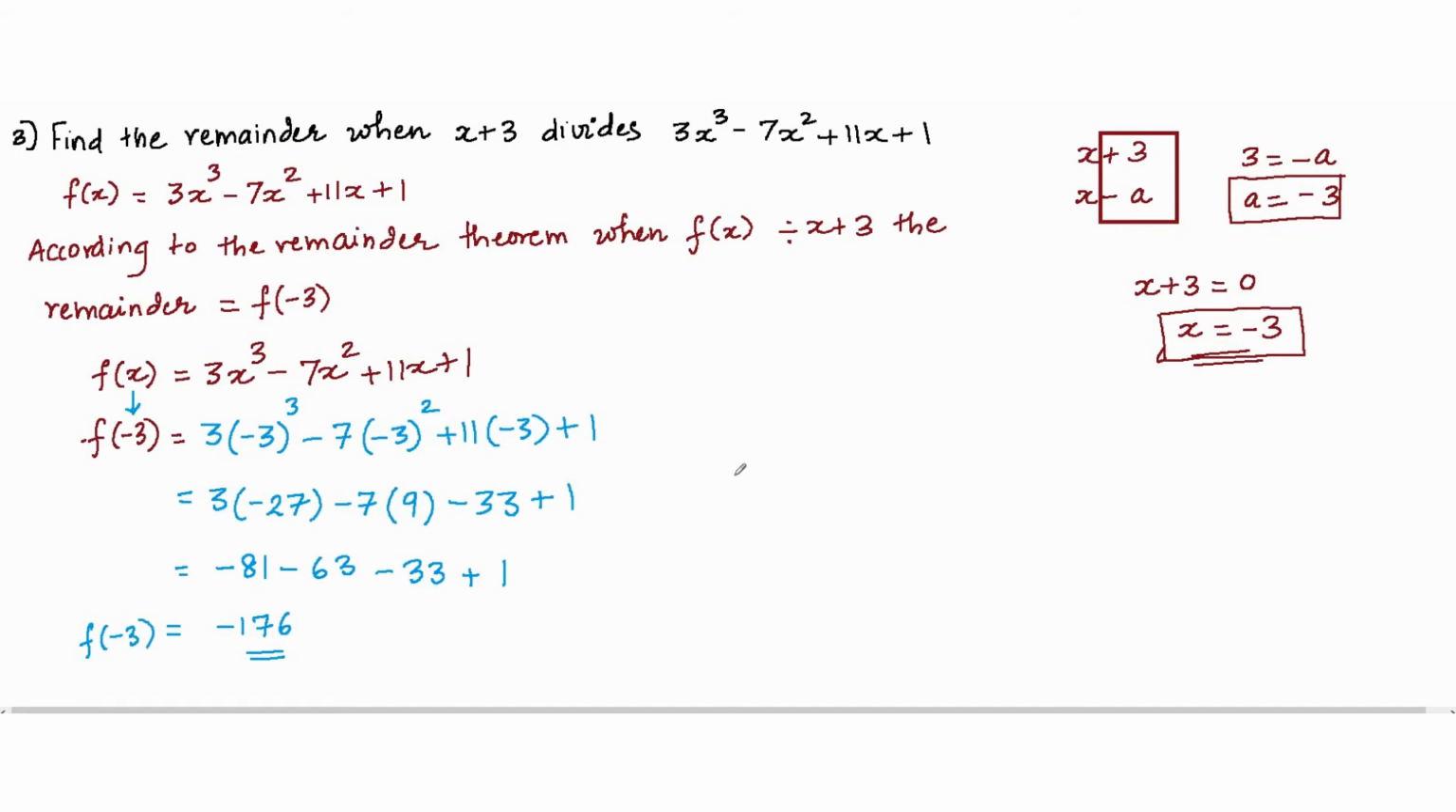And so I can say that when the given f of x is divided by x plus 3, then the remainder obtained is negative 176. So let me again pause this particular section for a couple of minutes and then I'll take up the next question.